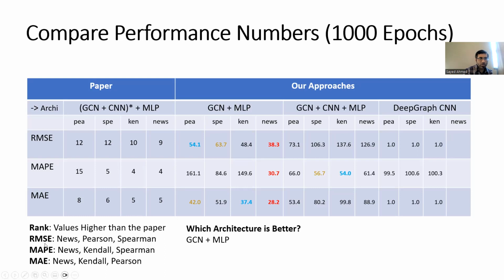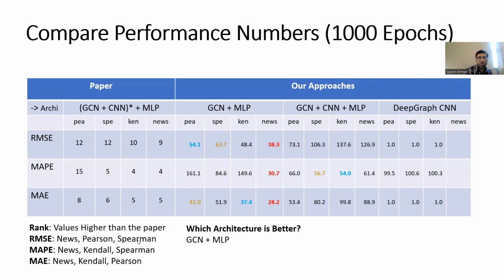So let's see. If I want to compare, right? I need to move this so that I can see it. RMSE, the lowest I found is news. That's the GCN plus MLP. And then the second lowest is the Pycharm, Pycharm 54.1, that's the GCN plus MLP.